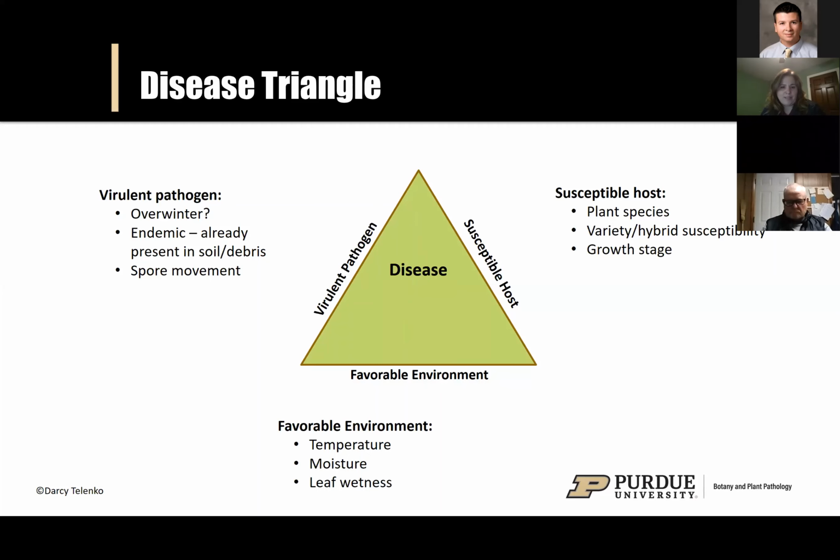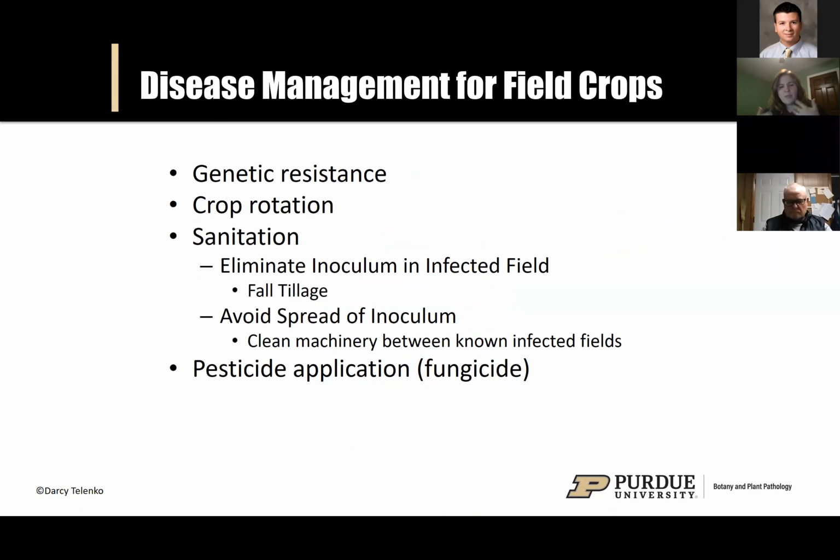Those are the conditions that really promote some of those diseases that are overwintering and here on an annual basis. When we're trying to manage diseases, there are four main areas we can look at. First, can we find a hybrid or variety that has genetic resistance, acting on the host part of the triangle? Will crop rotation help reduce some of that inoculum that's surviving year to year? Again, acting on the host and pathogen of the triangle. We can use sanitation, either by tillage. If we can till the field, we can bury some of the inoculum, reducing the number that's available.